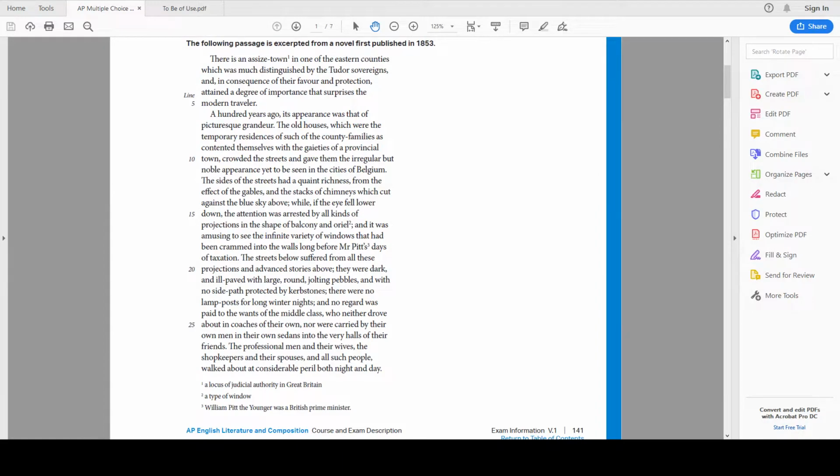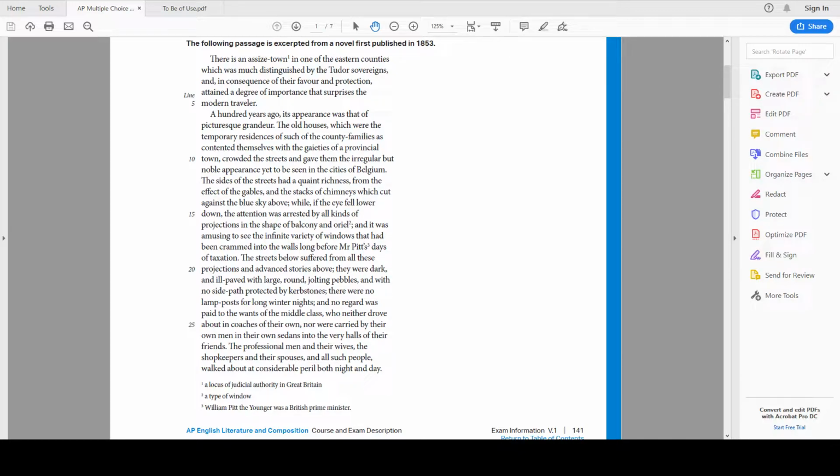The old houses which were temporary residences of such of the county families as contented themselves... Sorry, we have picturesque grandeur, and that describes the town. With the gaieties of a provincial town, crowded the streets and gave them the irregular but noble appearance yet to be seen in the cities of Belgium. The sides of the streets had a quaint richness. So picturesque was used to describe the town. There were old houses, and they had a noble and quaint richness, as in the cities of Belgium.